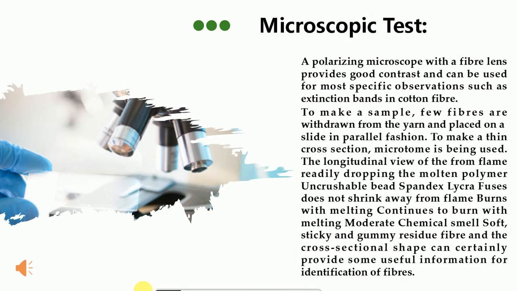A polarizing microscope with a fiber lens provides good contrast and can be used for more specific observations such as extinction bands in cotton fiber. To make a sample, a few fibers are withdrawn from the yarn and placed on a slide in parallel fashion. To make a thin cross-section, a microtome is used.